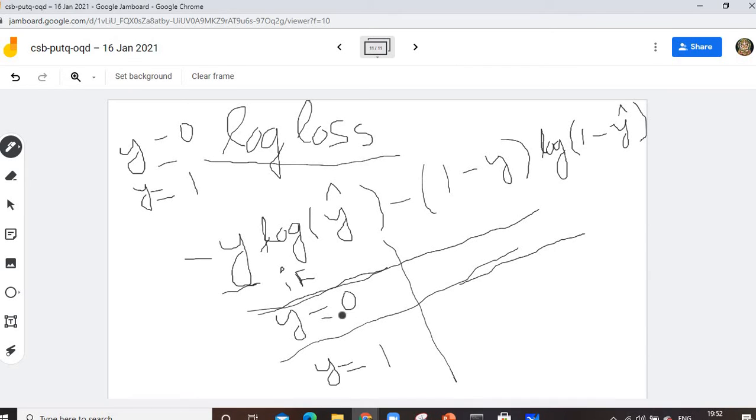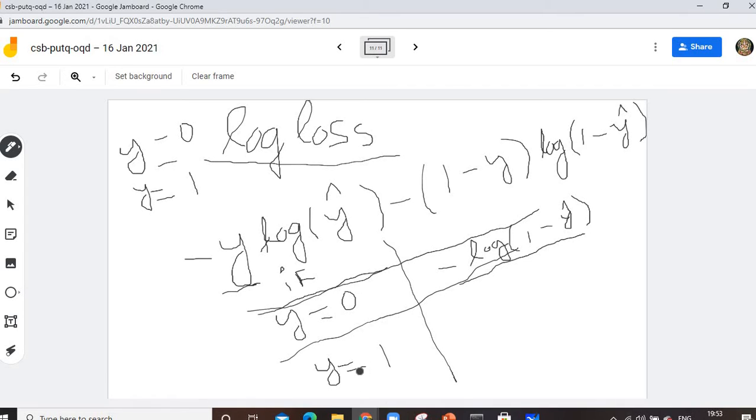If my y is equal to 0, then what will this first part be? This will be completely 0, because 0 multiplied by anything is 0. And 1 minus 0 is 1, so 1 multiplied by this gives minus log of 1 minus y hat. This symbol is called y hat.